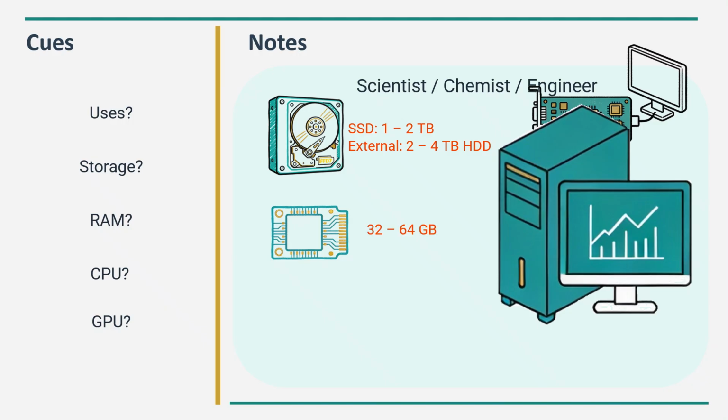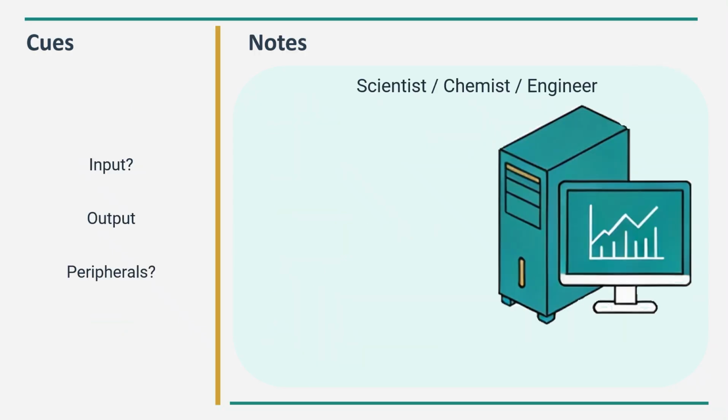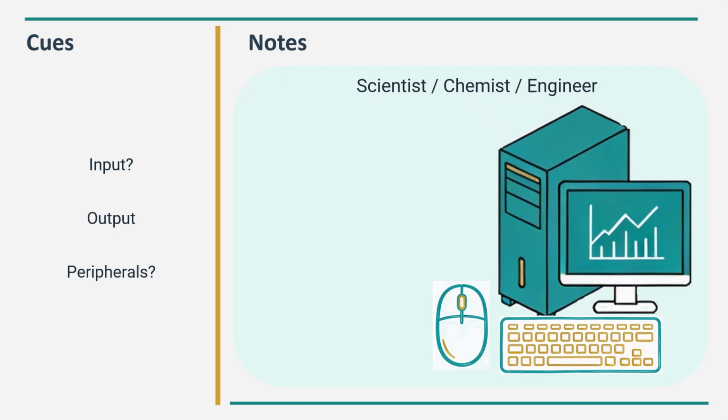In terms of RAM, they want large RAM, from 32 to 64 gigabytes, depending on how big the datasets and models are. They also need a very strong multi-core processor for simulations, which can use many cores all at once. For input, scientists and engineers use a keyboard and a mouse, but they may also connect laboratory equipment and sensors that send data to the computer, such as data loggers, probes, or measuring instruments.